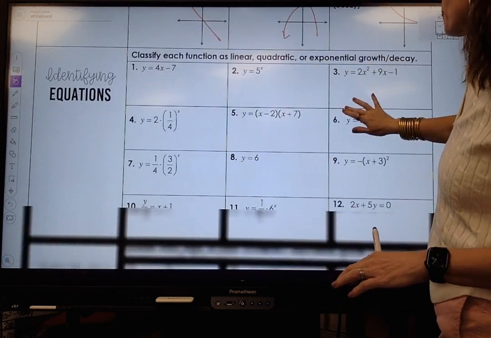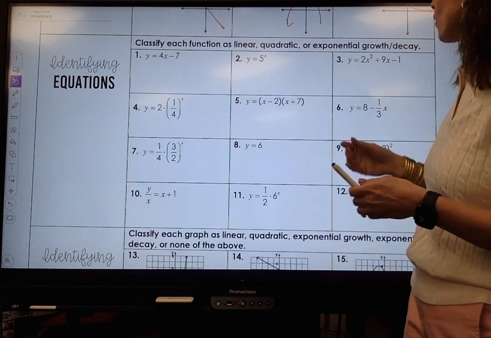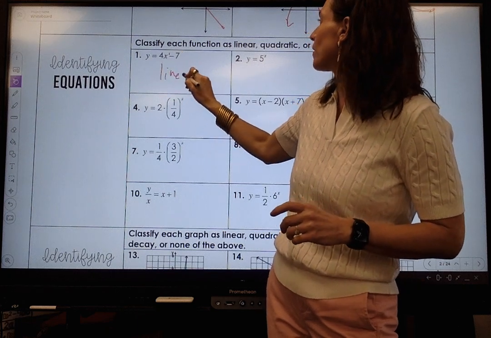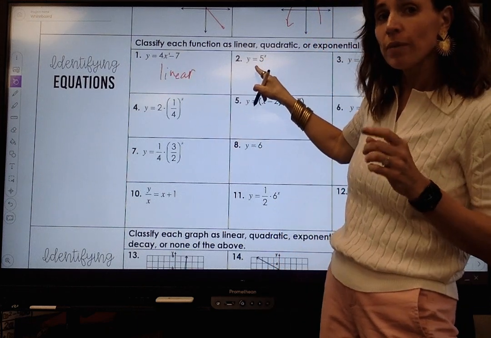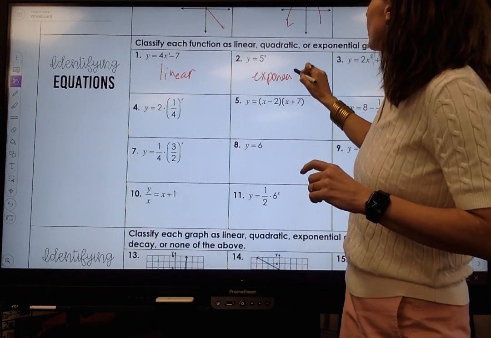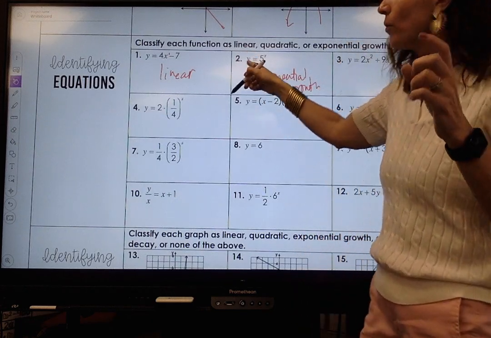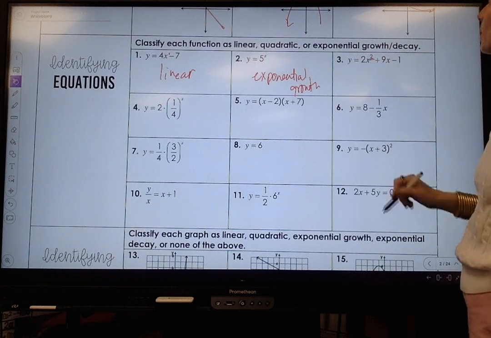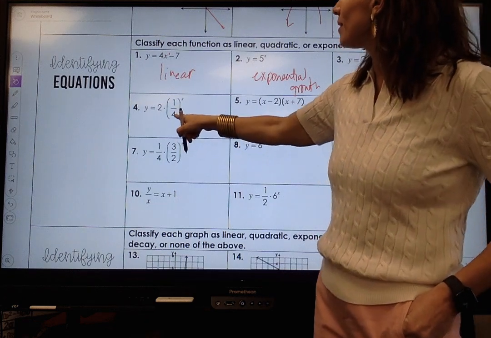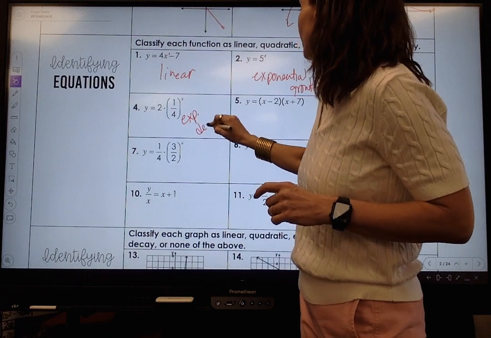Let's go down here. Now, how would I know if these are linear, quadratic, or exponential? Well, remember, we said linear, when the exponent is to the first power, that's linear. So this guy's linear. This is exponential because I have 5 to the x power, so this is exponential growth. And you got to say growth because this number is greater than 1. Over here, it's quadratic because it's to the second degree, so quadratic. Here, this is exponential decay because my fraction is 1/4, so exponential decay.